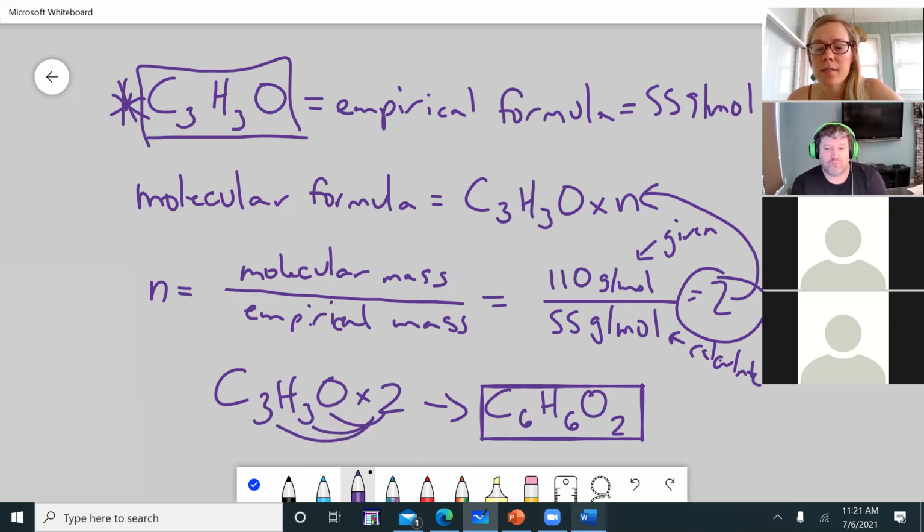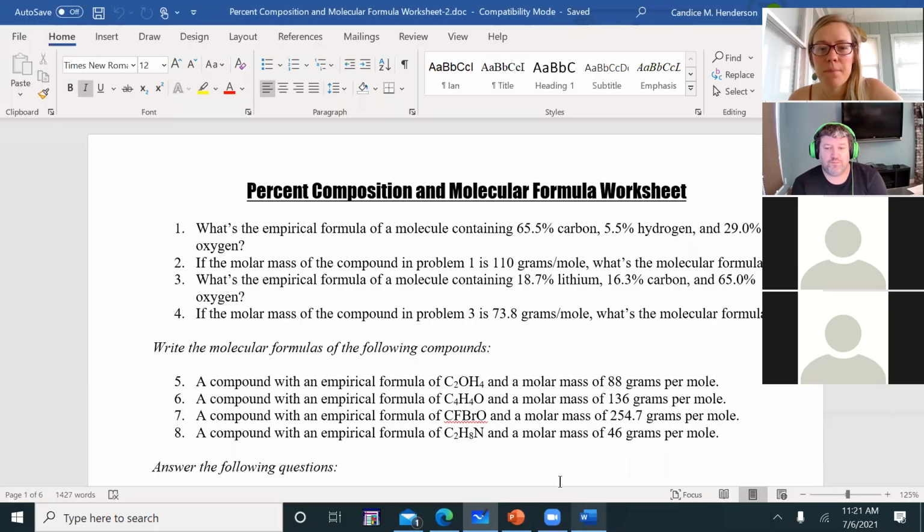So I want you to do this with problem 3 that we worked on, that lithium carbonate and oxygen. It says, if the molar mass of the compound is 73.8 grams per mole, what is the molecular formula? Remember, we said that this was lithium carbonate, so the formula is Li2CO3. Now you know what the molar mass of the molecular is.